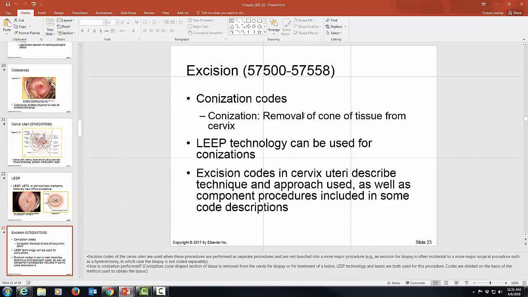There's conization codes. It's removal of a cone of tissue from the cervix. And also the LEEP technology can be used for this, which is really quite often.